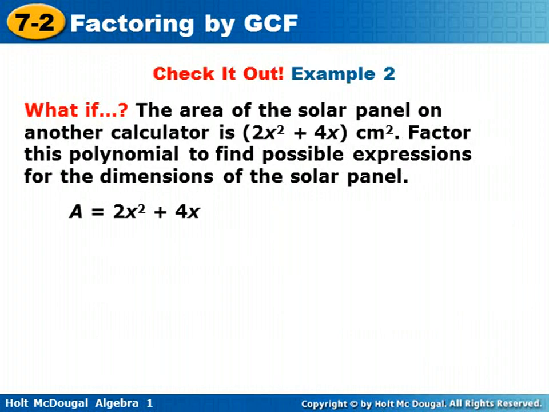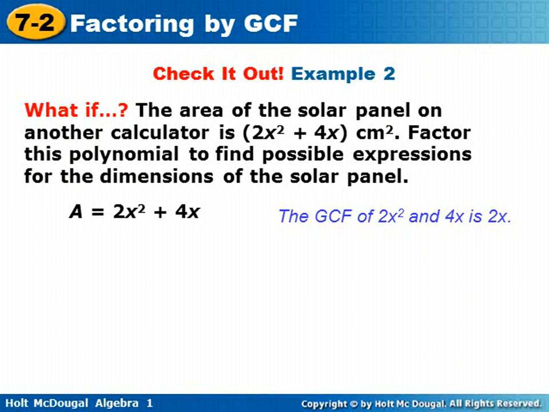Here's one for you to try. So the question is, the area of the solar panel on another calculator is 2x squared plus 4x centimeters squared. Factor this polynomial to find possible expressions for the dimensions of the solar panel. So the area is 2x squared plus 4x.